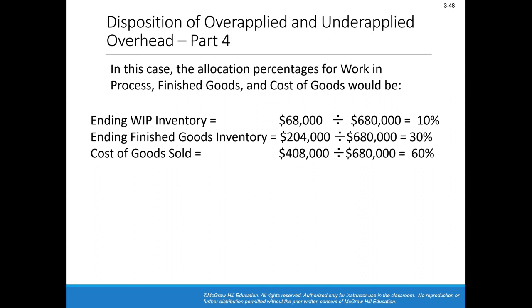It's allocated 10%. Finished goods had 204, so we divide it, and we get 30%. And then cost of goods sold had 408, so that's going to get 60%. So the majority of the allocation is going to go in cost of goods sold, but the cost of goods sold isn't going to get the entire 30,000 now. It's only going to get 60% of that. The rest of the overage is going to go into work in process and finished goods.